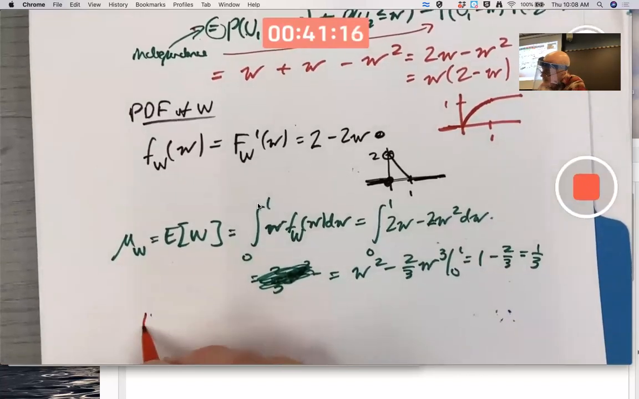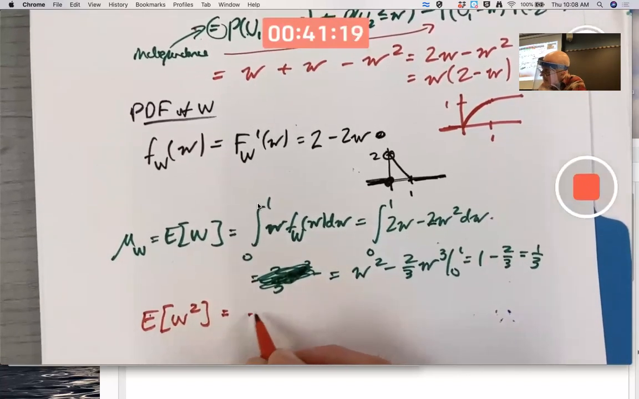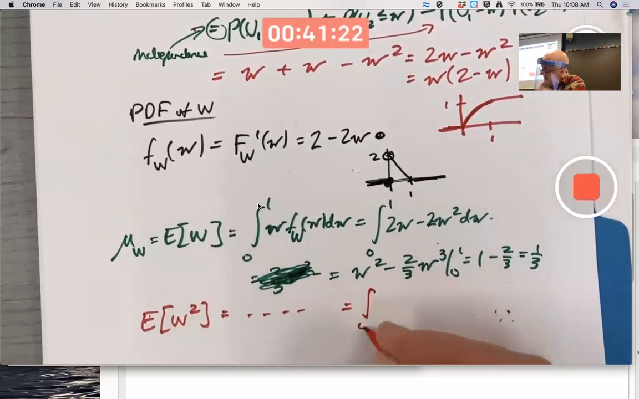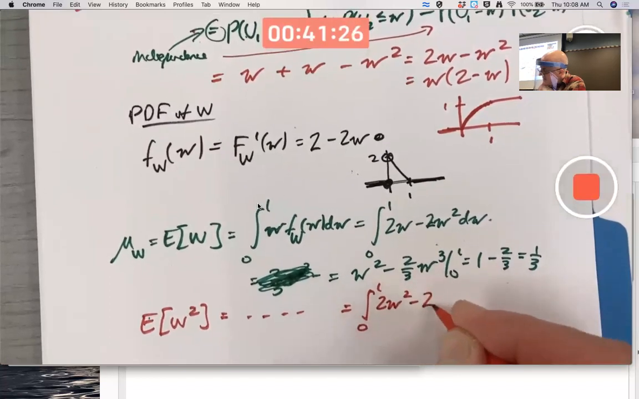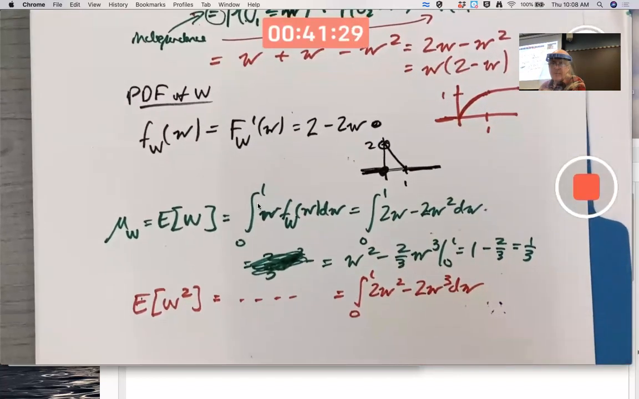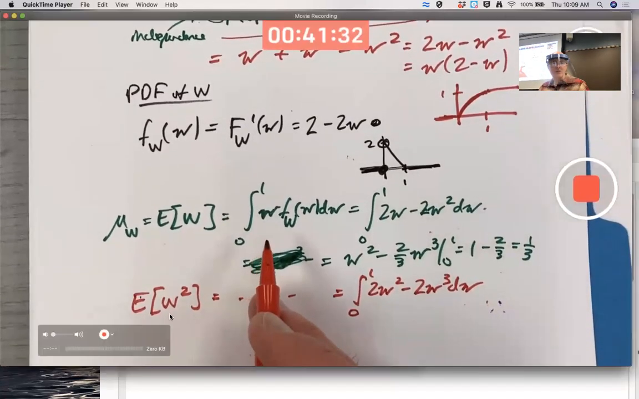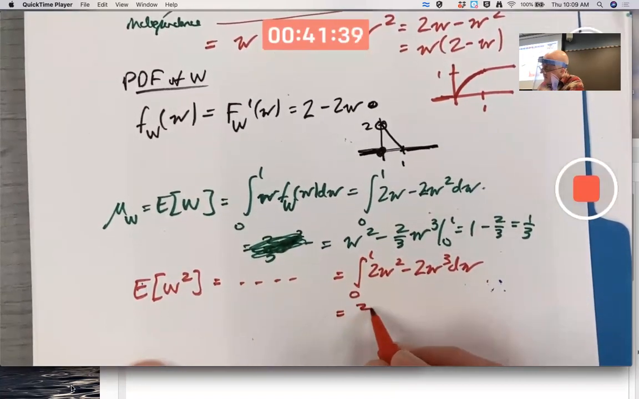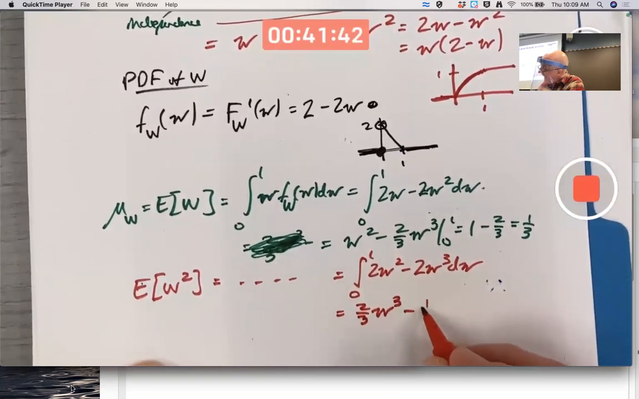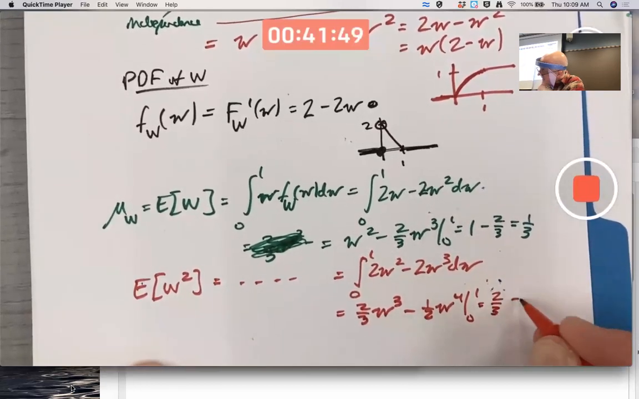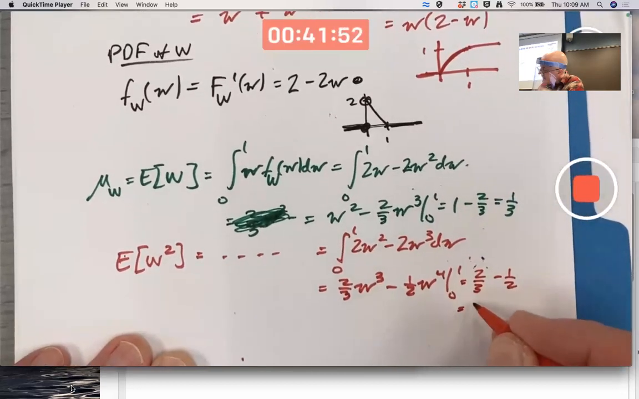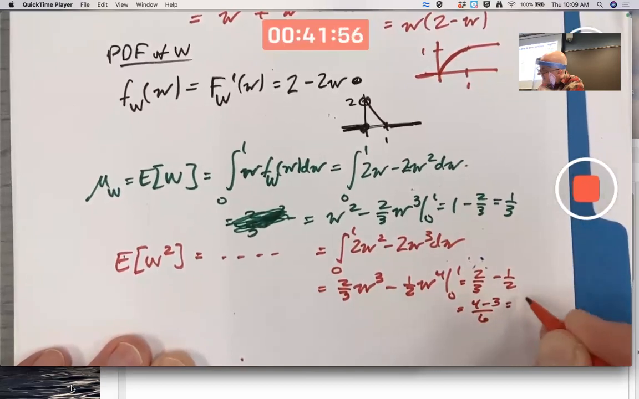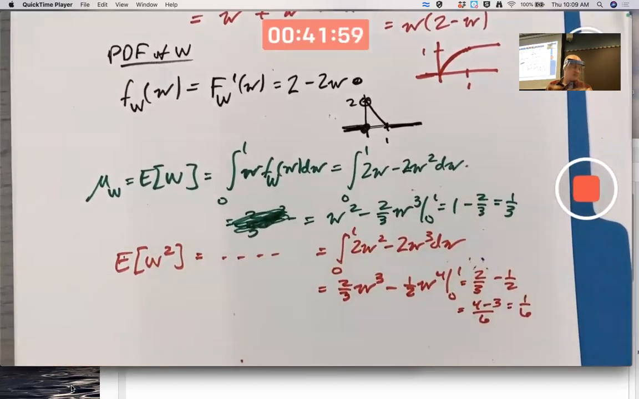Second moment. You're going to end up integrating 2W squared minus 2W cubed, right? Because it'll be the same formula as this one, except with a W squared in there. So that'll be 2/3 W cubed minus 1/2 W to the 4th, right? Check my work there. 2/3 minus 1/2: 4 minus 3 over 6 is 1/6. Yeah, it had to be different. The second moment for the other one was 1/2. It had to be different since the first moment was different.